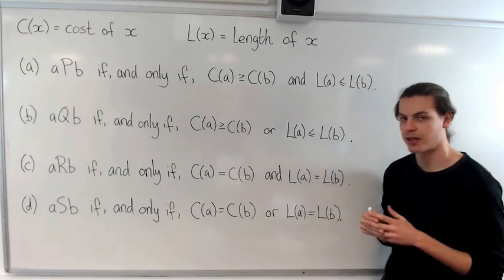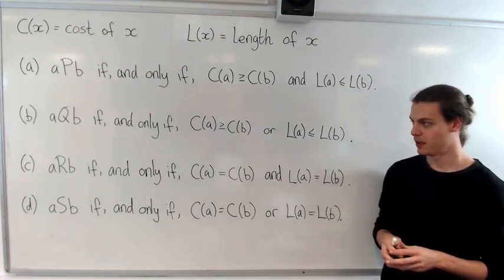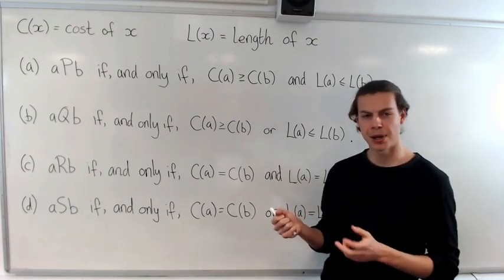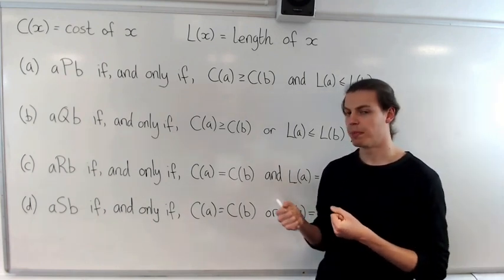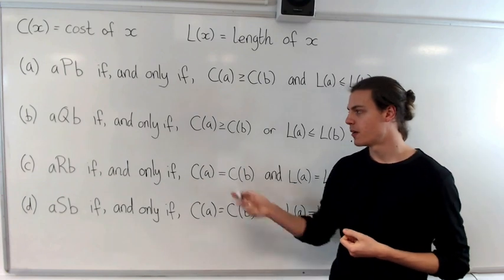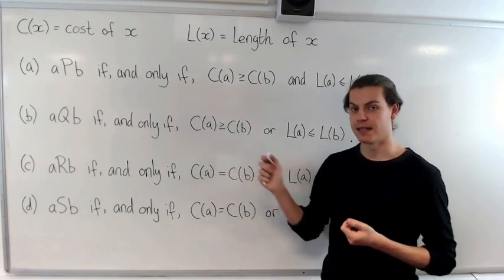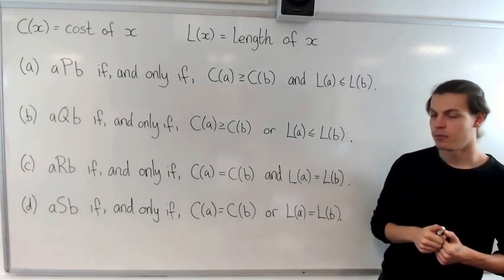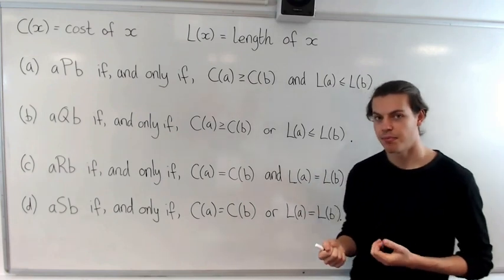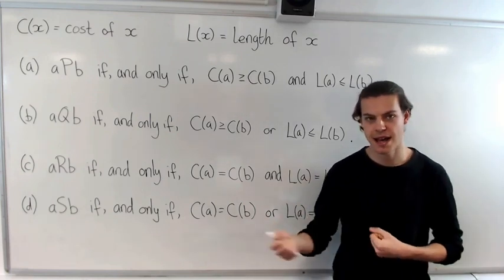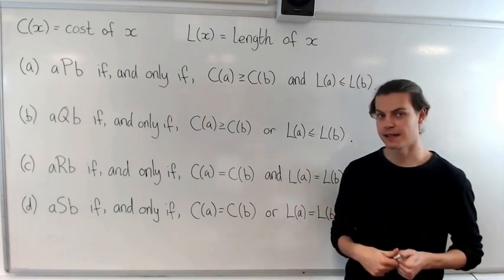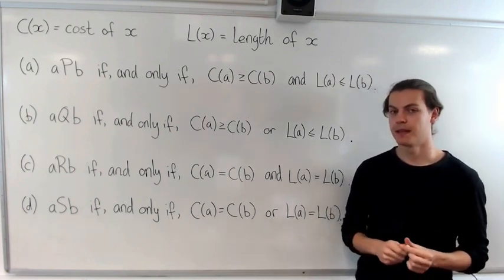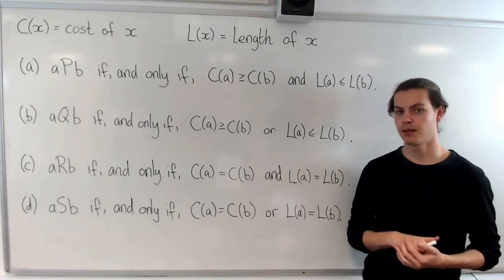Is this a symmetric relation? Well, if book A costs more than book B, then A is related to B, but it's not necessarily the case that B is related to A. It's possible, but it's not necessarily the case. So no, this is not a symmetric relation.